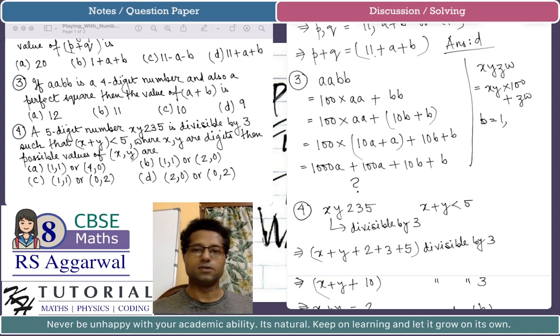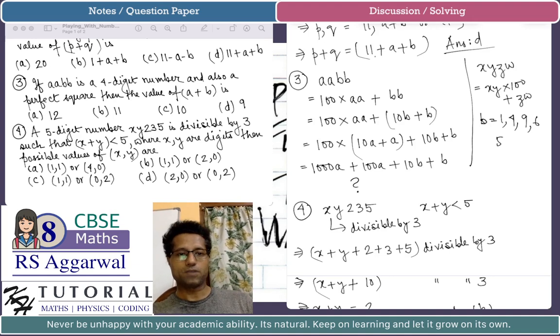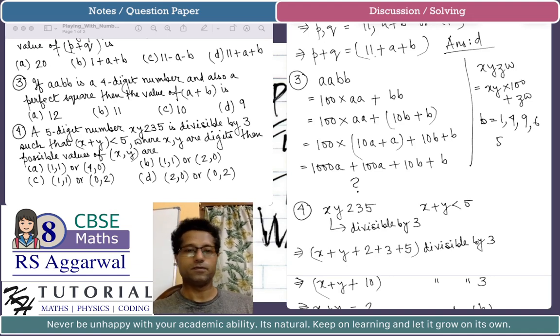If the number ends with 2, its square will end with 4. If a number ends with 3, its square will end with 9. If a number ends with 4, its square will end with 6. If a number ends with 5, its square will end with 5. If it ends with 6, the square ends with 6; 7, it will be 9; 8, it will be 4; 9, 81, so 1. These are the possibilities of the digit B. Since AABB is a perfect square, its ending digit should be one of 1, 4, 9, 6 or 5.